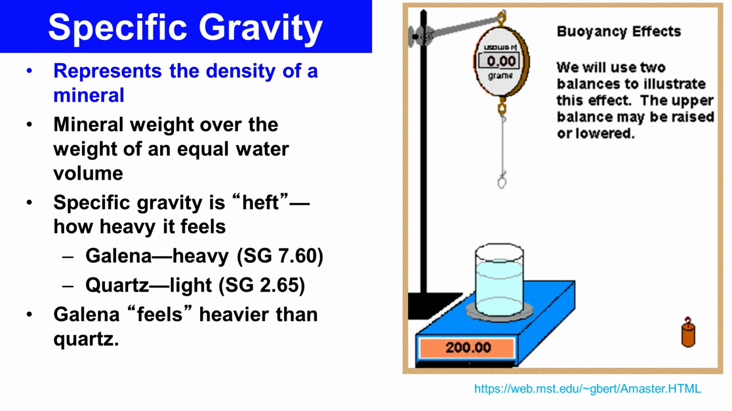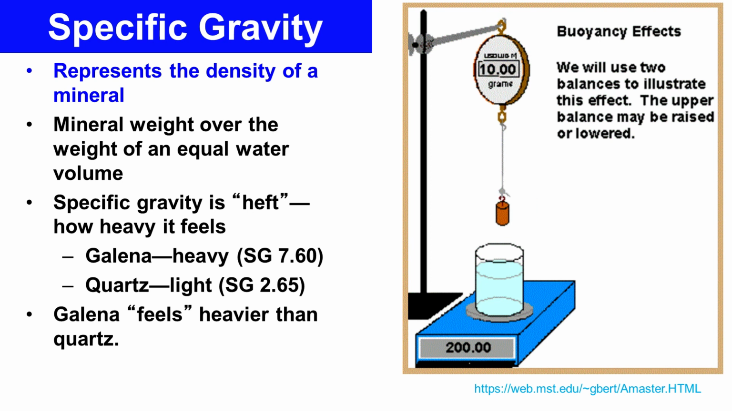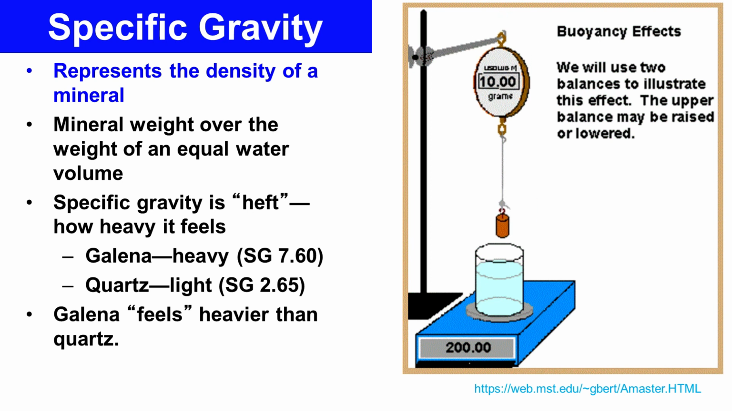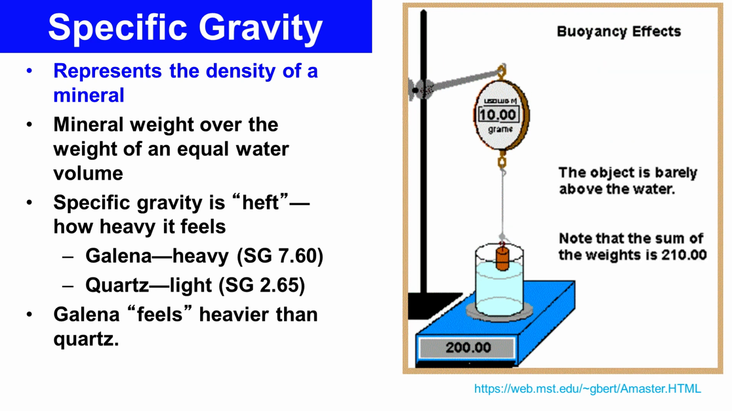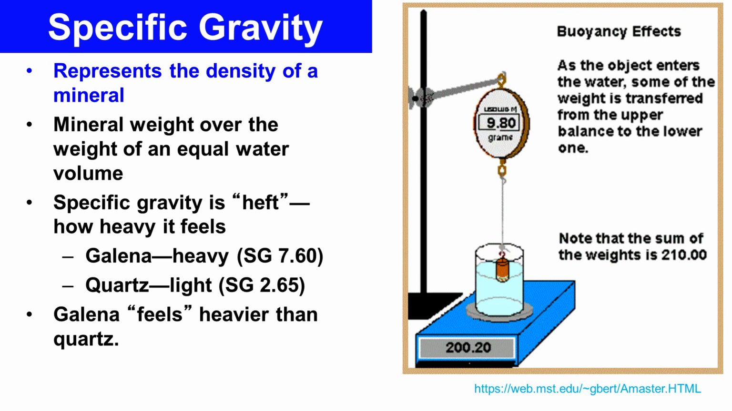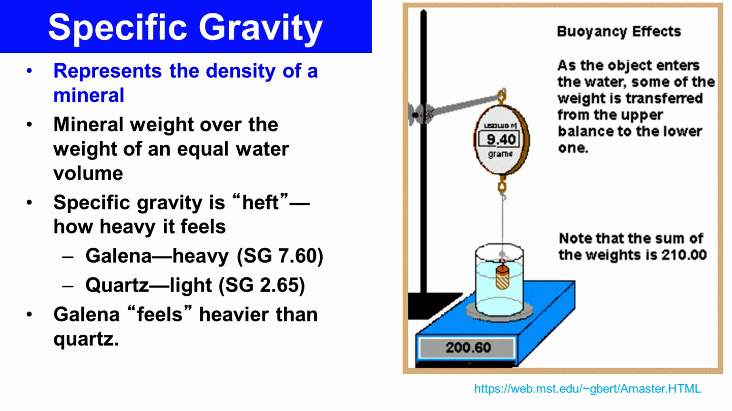Specific gravity represents the density of a mineral. It is the mineral weight over the weight of an equal water volume. Specific gravity is heft, how heavy it feels. Galena is heavy, with a specific gravity of 7.6, while quartz is light, with a specific gravity of 2.65. Galena feels heavier than quartz.